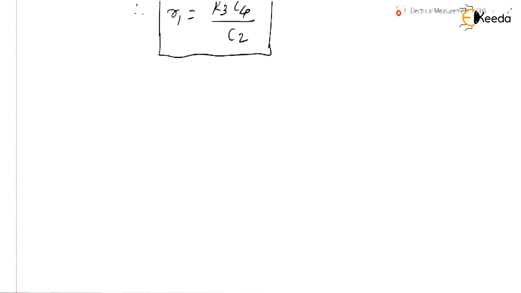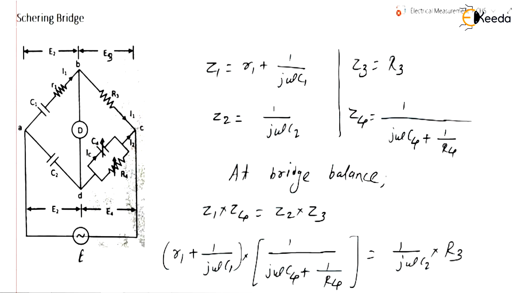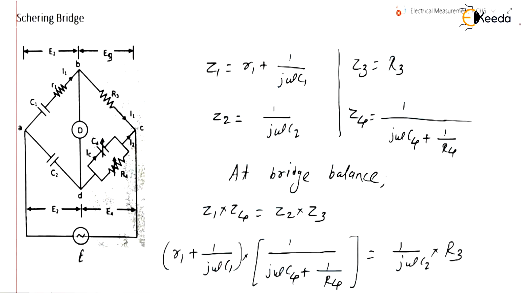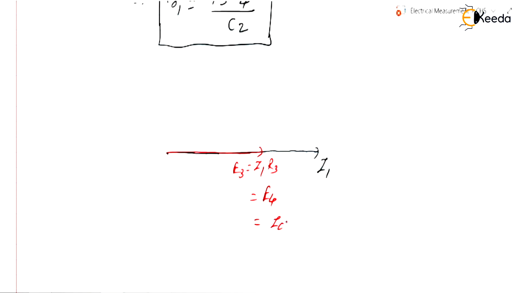Next, can we draw the phasor diagram? Let us first draw the phasor for I1. Suppose this is the phasor for I1. I1 into R3 is E3, which is equal to E4. I1 into R3, the voltage across the resistor, will be in phase with the current. E4 is equal to IC into 1 upon omega C4, that is the voltage across the capacitor.